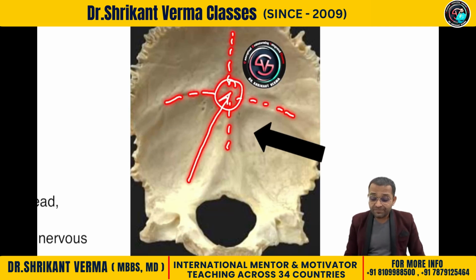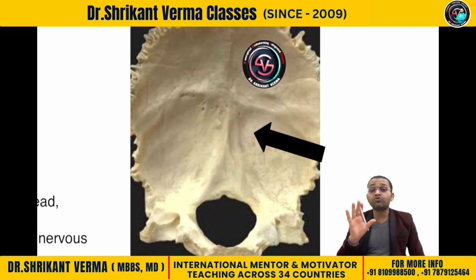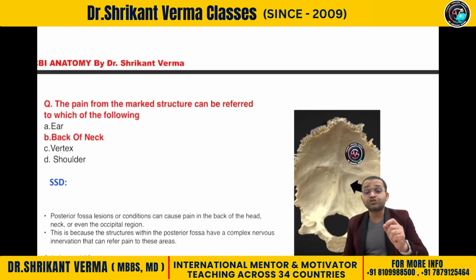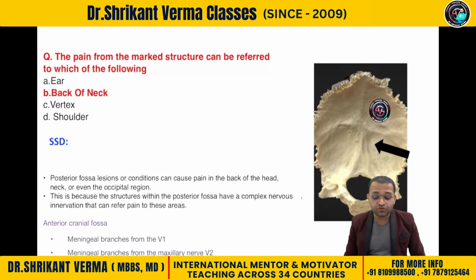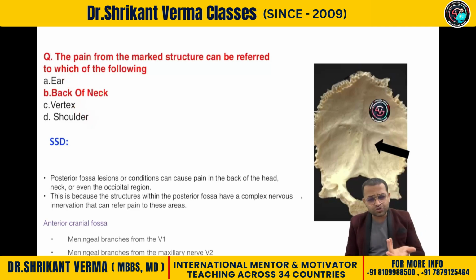So definitely here the cerebral hemisphere, the occipital lobe is lying, and here the cerebellum is lying in the cerebellar fossa. Okay, sir. So this is the posterior cranial fossa. So they are asking about the posterior cranial fossa sensory nerve supply. The pain from the marked structure can be referred to which of the following. So definitely this is the area which is not related with the ear. You can exclude it. Vertex, sir, vertex is for shoulder. How can the shoulder be the answer?